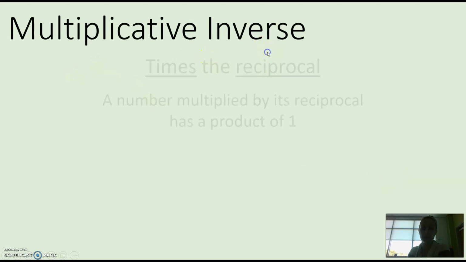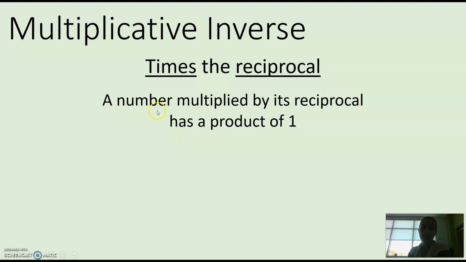Multiplicative inverse. Multiplicative inverse, we think times the reciprocal. So a number multiplied by its reciprocal has a product of 1. Product is the answer to a multiplication problem.